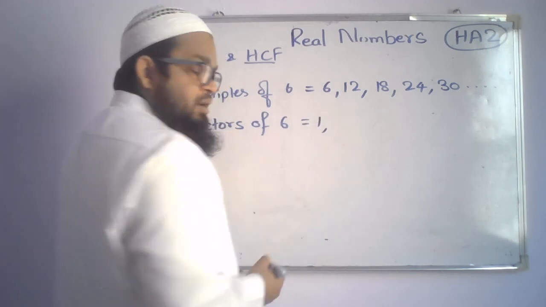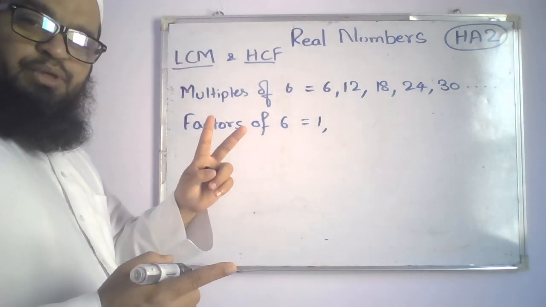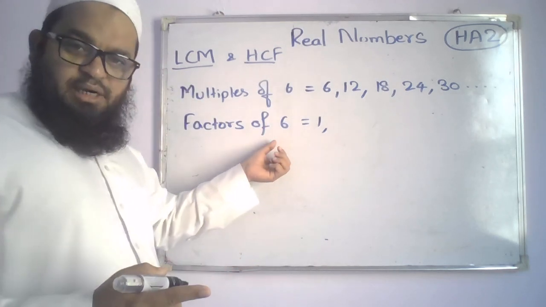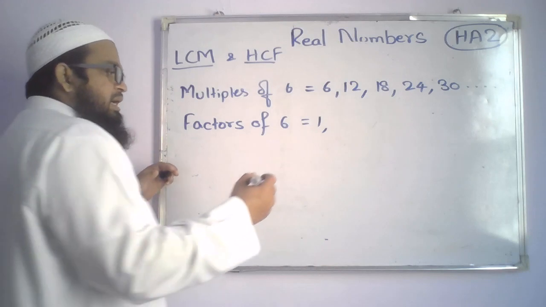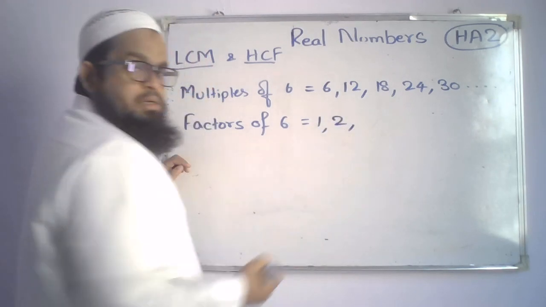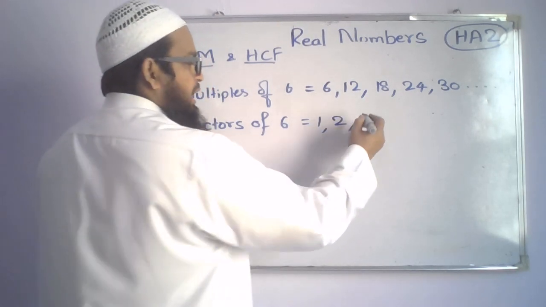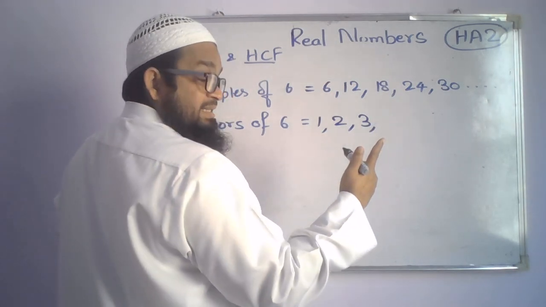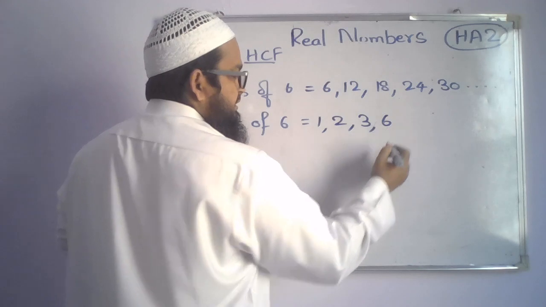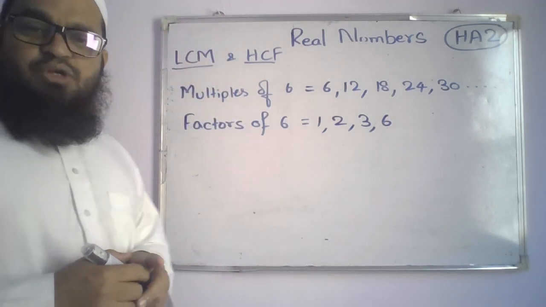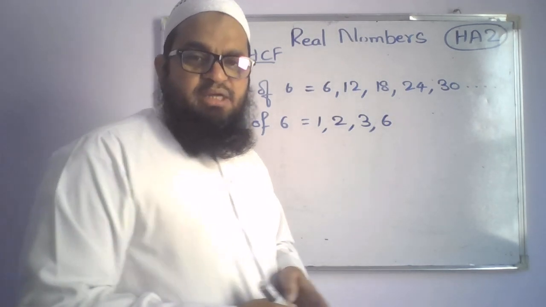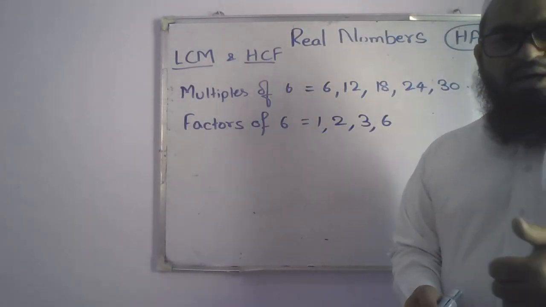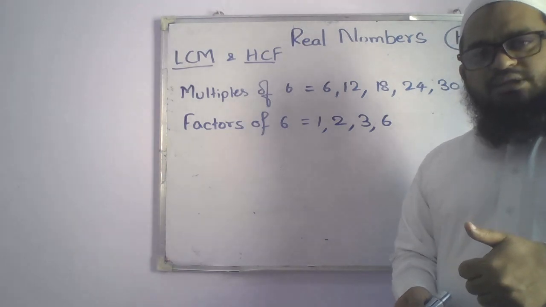And what is the next number? 2. Does 2 divide 6? Yes sir, it divides 6. How many times? 2 threes are 6, and 3 twos are 6. 4 doesn't divide 6, 5 doesn't divide 6 exactly, and 6, yes, 6 divides. So these are the factors of 6. Understood, my dear students? Now everybody has understood the multiples and factors of 6, right?